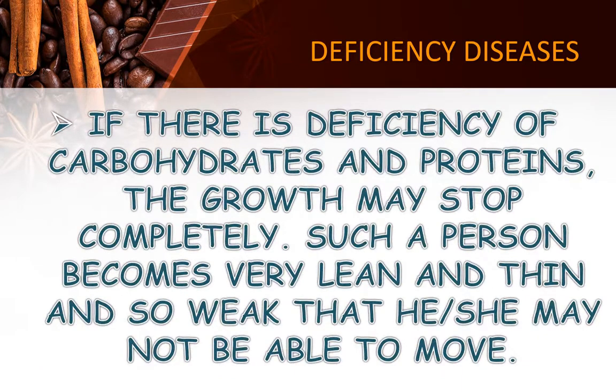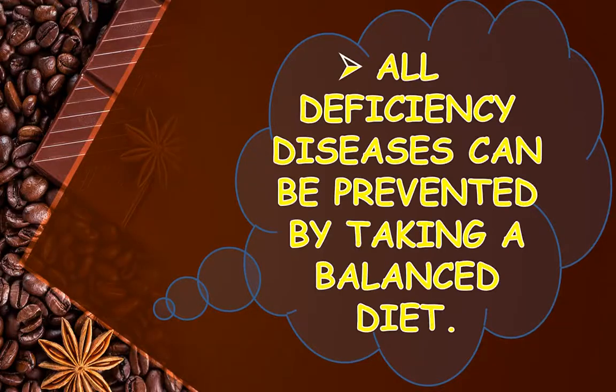If there is deficiency of carbohydrates and proteins, the growth may stop completely. Such a person becomes very lean and thin and so weak that he or she may not be able to move. Do you know all deficiency diseases can be prevented by taking a balanced diet?